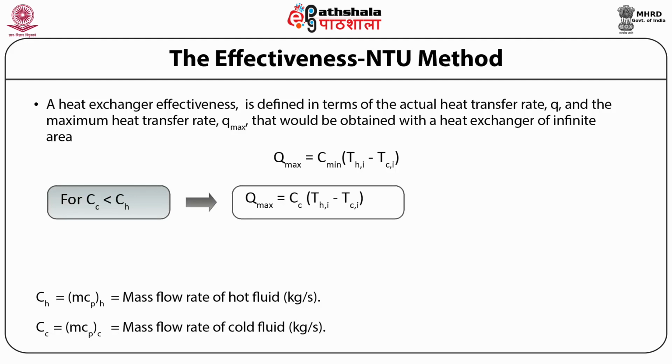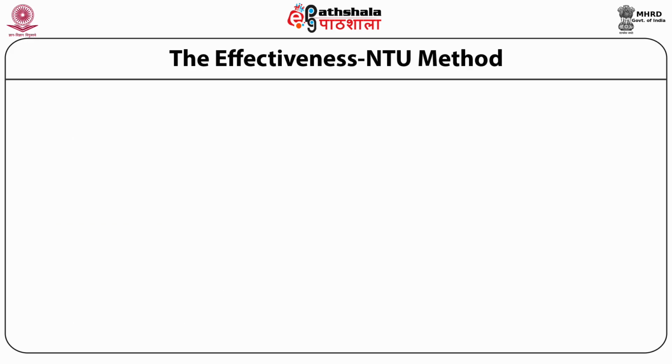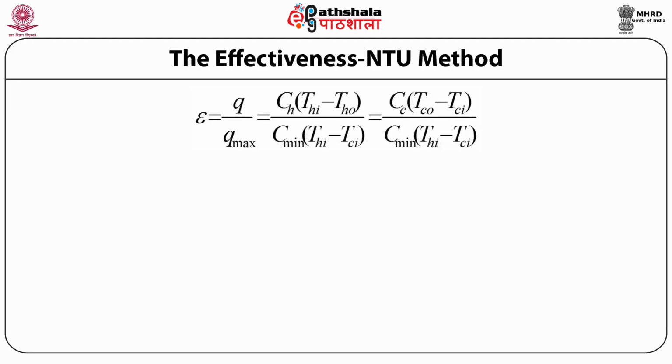Cc into Thi minus Tci. For Ch less than Cc, that is hot fluid is the minimum fluid, Q max equals Ch into Thi minus Tci. So as we have already explained, effectiveness is the actual divided by maximum. So actual is represented as Q, maximum is represented as Q max. So Q is represented as Ch into Thi minus Tho. Q max may be C minimum into Thi minus Tci.